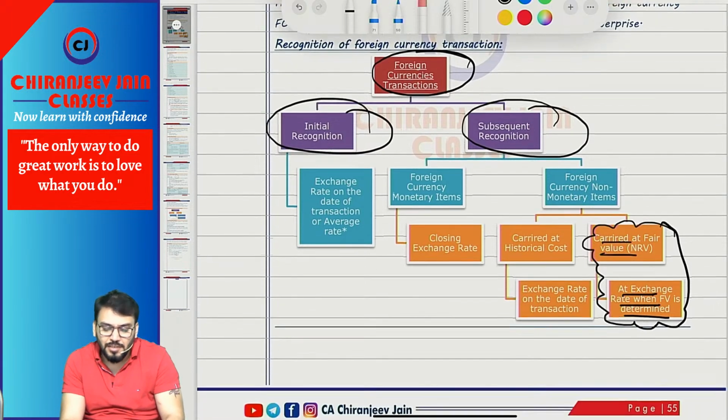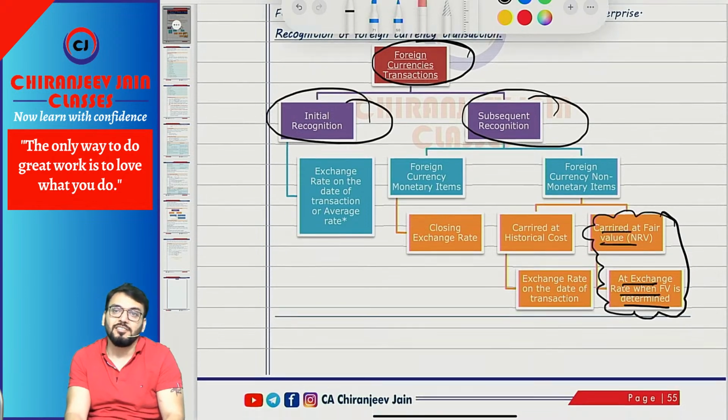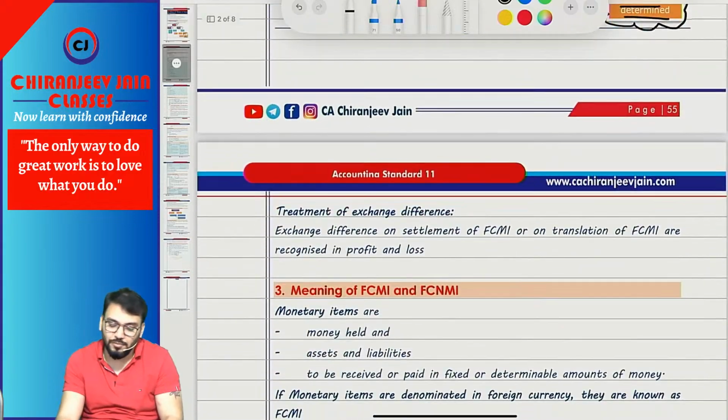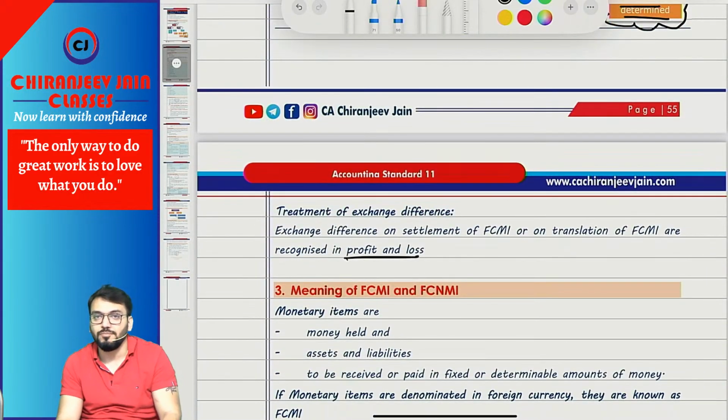Any difference due to this translation will become an exchange difference, and that exchange difference will be transferred to the profit and loss account.